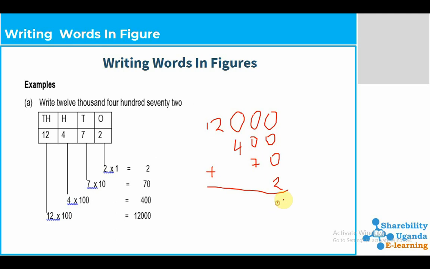You shall say this is a 2, you shall say this is a 7, you shall say this is a 4, this is a 4, 2. We are adding, please. So this is the number. It is 12,472. So this is how we can write words in figures when you are asked to do so.